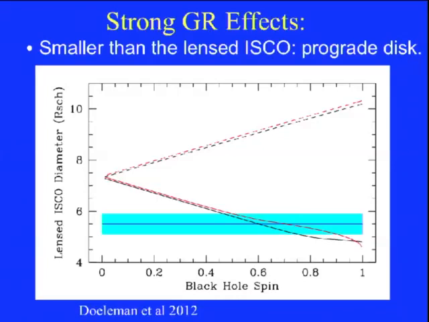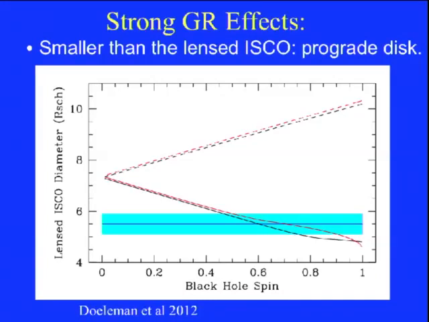And these are retrograde orbits. This is when the accretion disk is orbiting in the opposite direction of the black hole, and here it's when it's orbiting in the same direction. And here's our measurement. The thin blue line is the measurement of the size, and the light blue is the one sigma error. So by equating the size we saw to that innermost orbit, we're telling people who believe this what the spin of the black hole is, and the fact that it has to be prograde instead of retrograde.